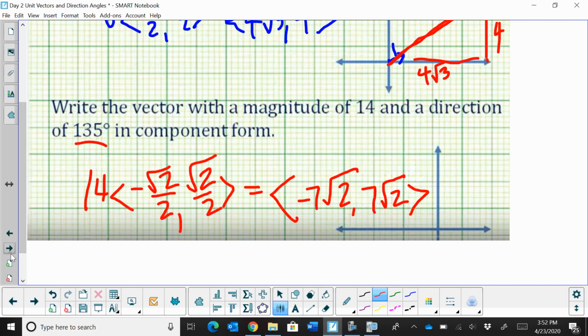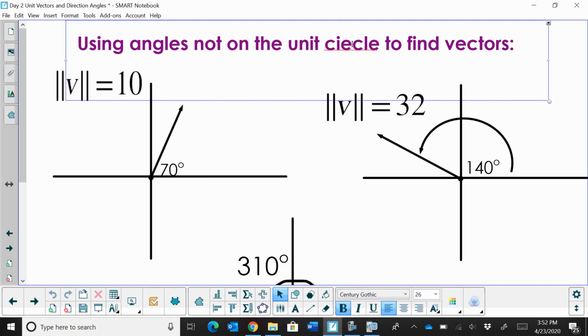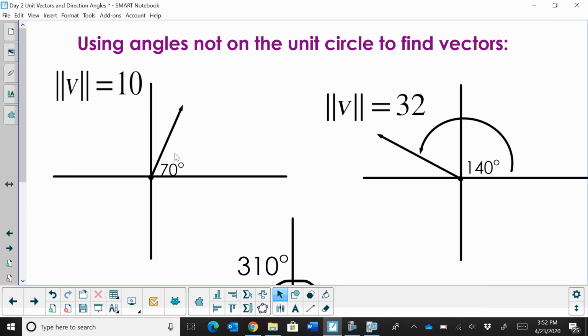Okay, so I think you got the hang of the ones on the unit circle. Now, let's look at some that are not on the unit circle. Okay, let's look at this one. This one has an angle of 70 degrees, but we want the magnitude. Whenever you have the double lines, that represents magnitude. It has a magnitude of 10, so a length of 10. Okay, so what's it going to look like?